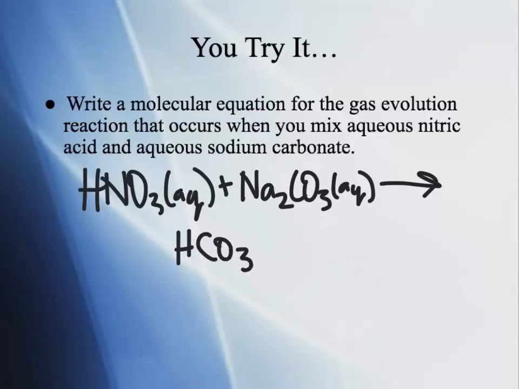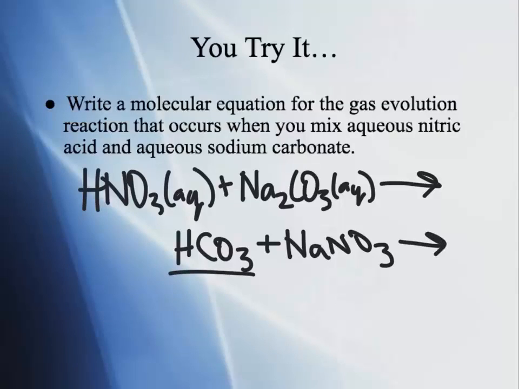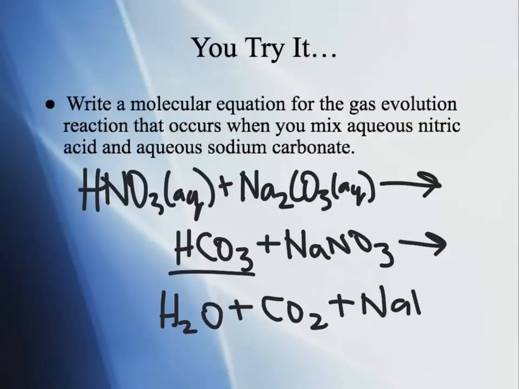HCO3 plus NaNO3. All right, and remember that this guy is an intermediate product. So we're going to have H2O plus CO2 plus NaNO3 in the end.